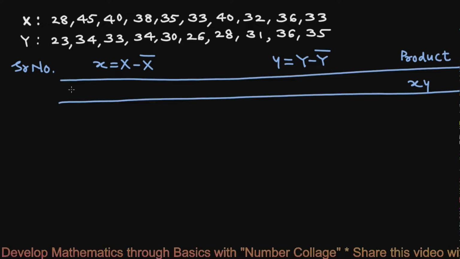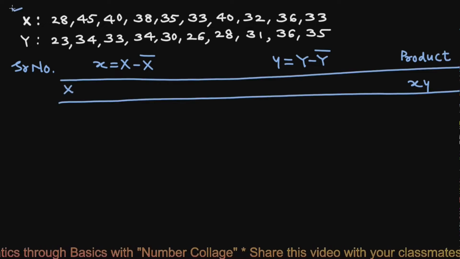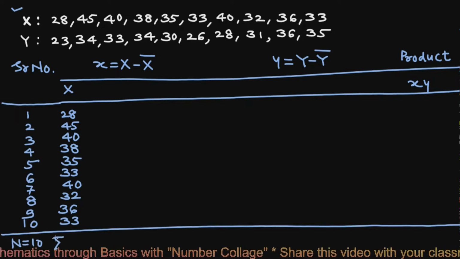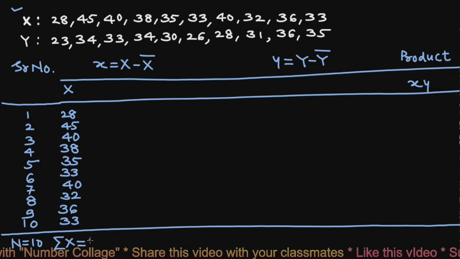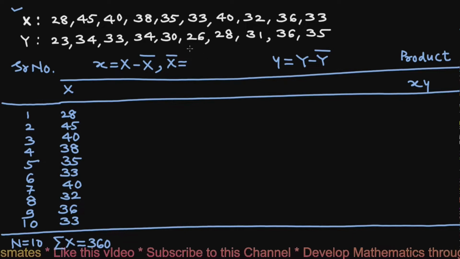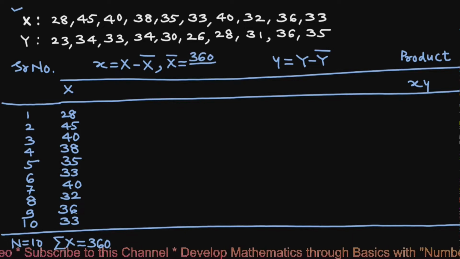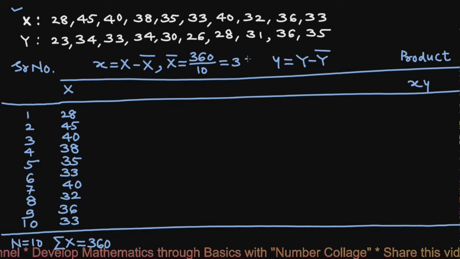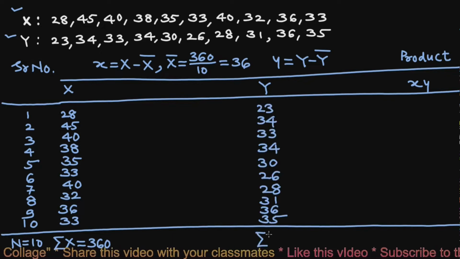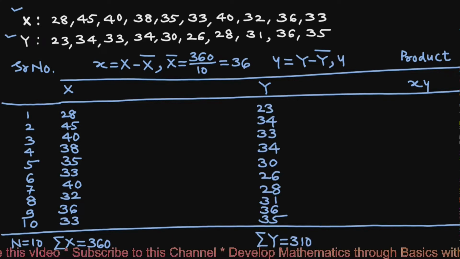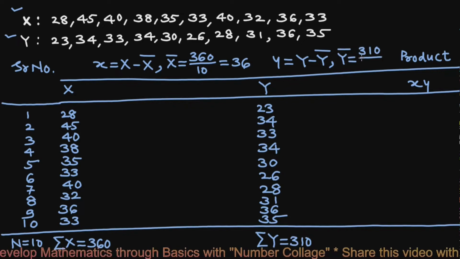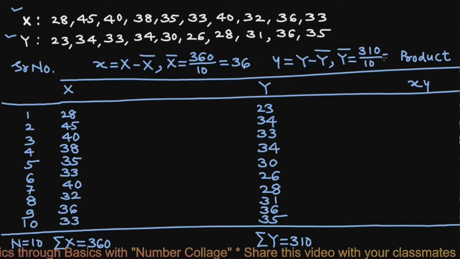Here first we write the values of x. The serial numbers will be 1 to 10, so that n will be 10. Summation of x will be 360, which we use here to find x bar, which is this summation x 360 upon this n, which is 10. So x bar is 36. Next we write values of y. From here 23, summation of y will be 310, so that y bar will be summation of y 310 upon n, which is 10, so it will be 31.